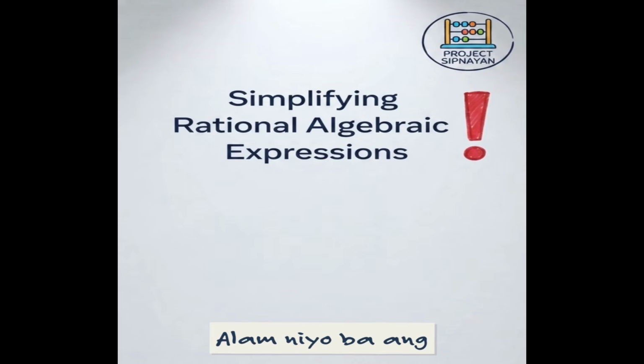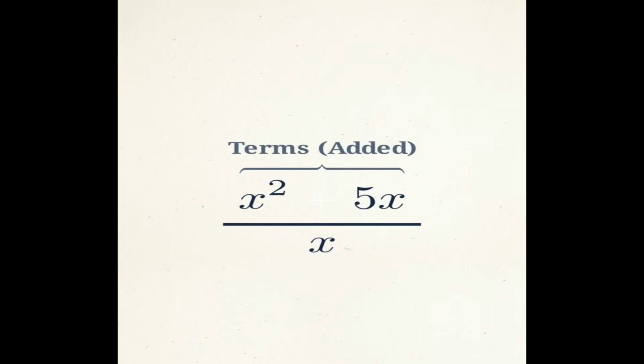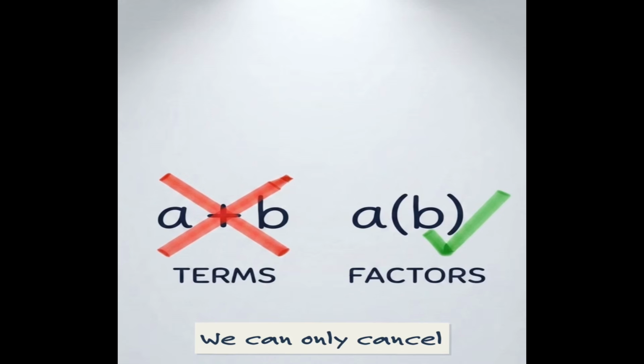Alam niyo ba ang pinaka-fatal mistake ng students when simplifying rational algebraic expressions? Tingnan natin itong problem na ito. We have x squared plus 5x all over x. Ang temptation is to immediately cross out these matching x variables on the top and bottom. Pero bawal yan. Connected sila ng plus sign, so they are terms. Bawal i-cancel. Our golden rule, we can only cancel out common factors, never common terms.